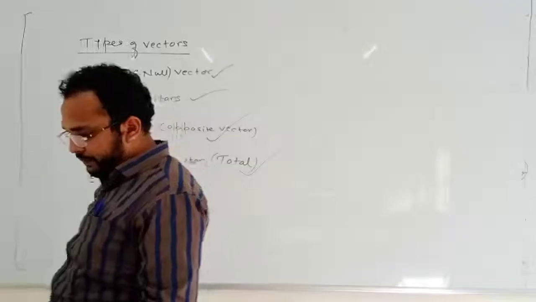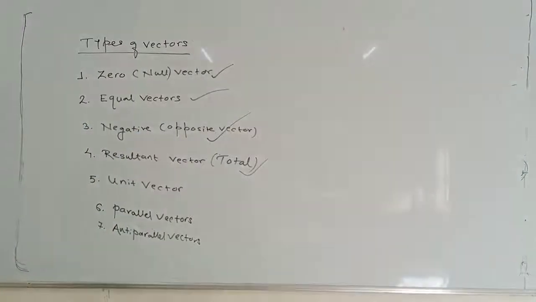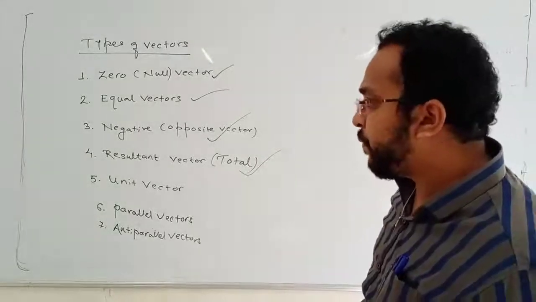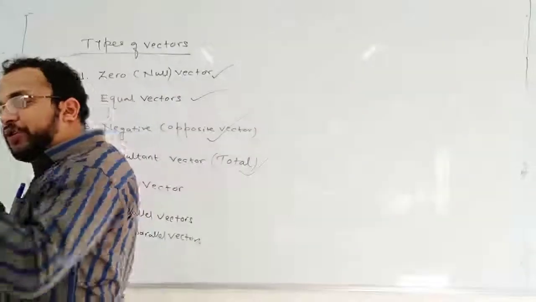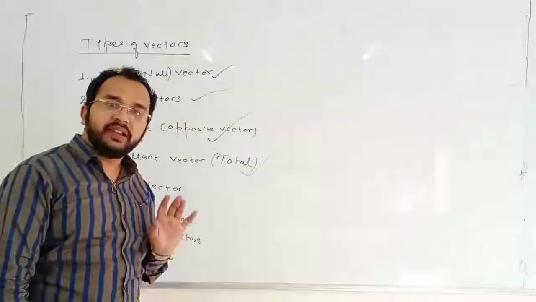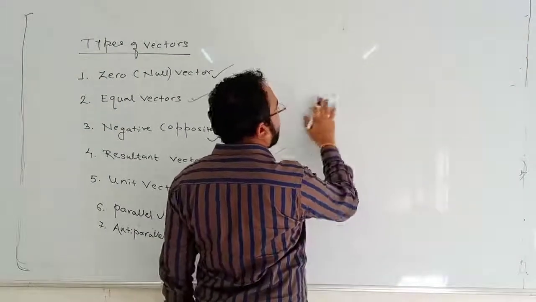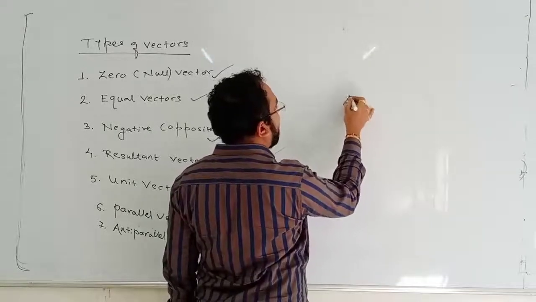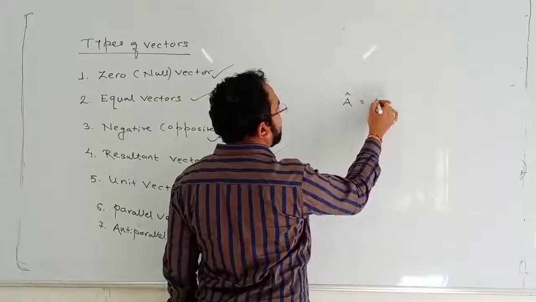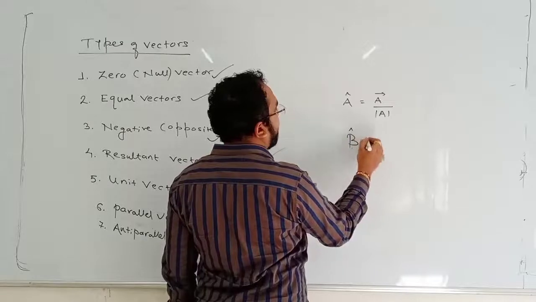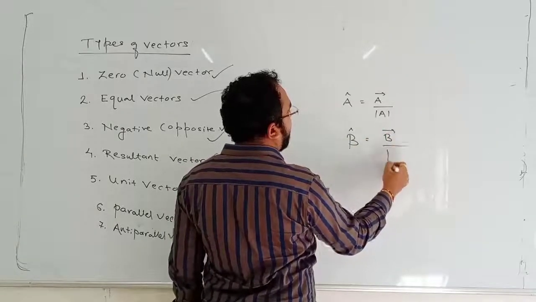Next, unit vector. What is a unit vector? A vector which has unit magnitude. Unit magnitude म्हणजे काय? Magnitude जेव्हा कॅन्सल होईल त्यावेळी काय होईल? Only the direction. That means a unit vector can be represented as A cap, which is vector A upon mod of A, B cap, vector B upon mod of B.